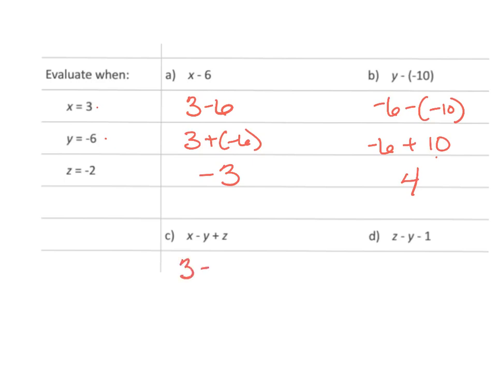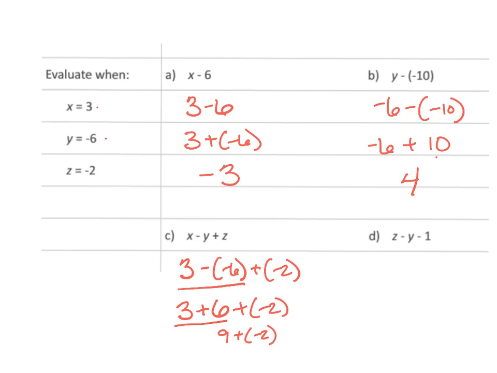x is 3. y is negative 6. z is negative 2. Now I'm going to do it 3 times. So start with this problem. Stay, change, opposite. And we're already adding a negative here, so we got it. 3 plus 6 is 9, plus a negative 2 equals 7.